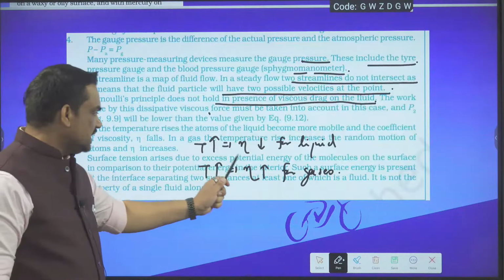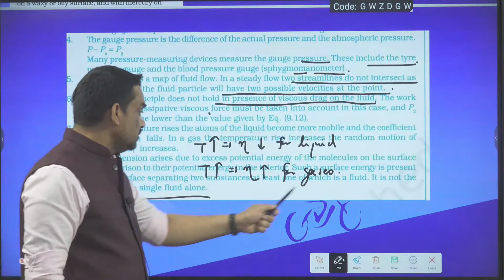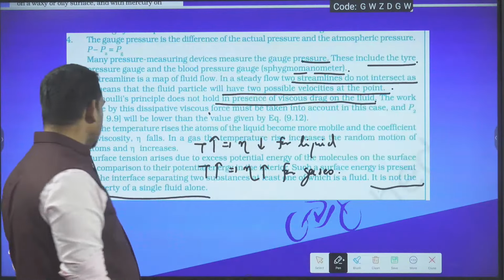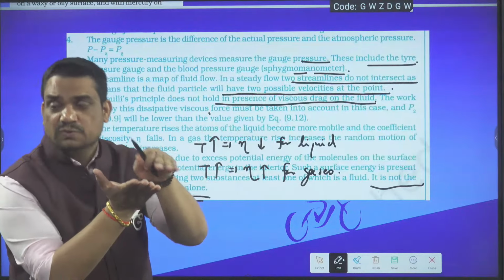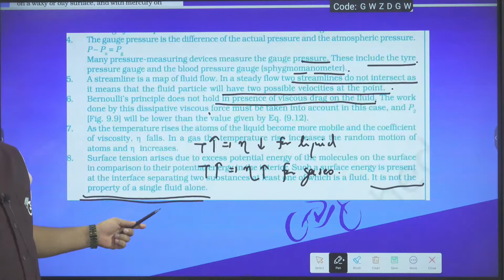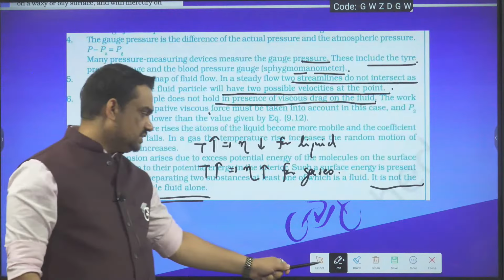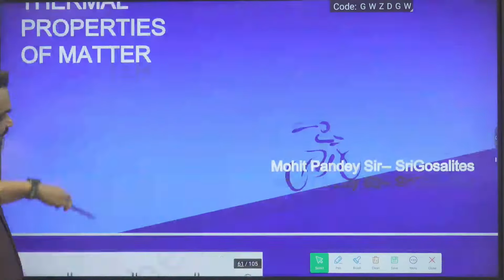And surface tension is not the property of a single fluid alone, it is the property of the surface. And at the surface there are always two media. So it is not the property of a single fluid. Surface tension is not the property of a single fluid alone.